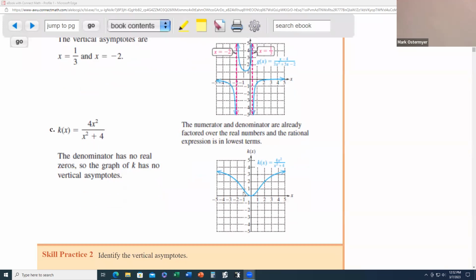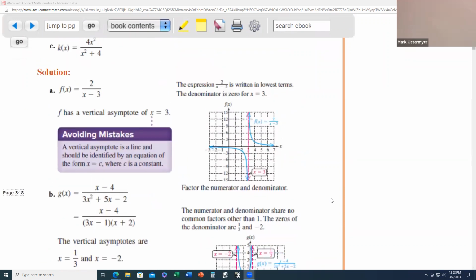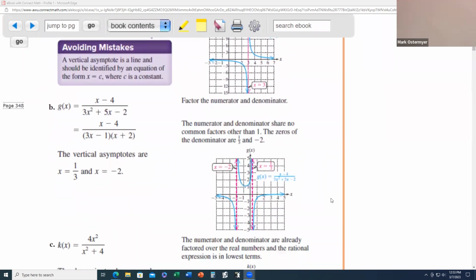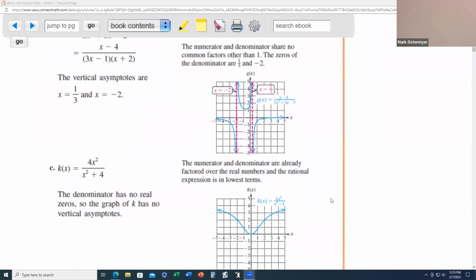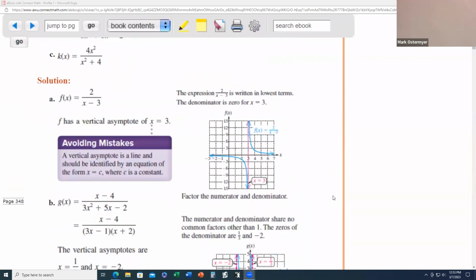And because of that, you can see that the graph never does approach infinity or negative infinity as x approaches any specific value on the x-axis, because there are no vertical asymptotes for that one. Any questions how to locate vertical asymptotes for these rational functions here? It's the denominator you set equal to 0 to locate them. Okay, because when the denominator is 0, that's where your rational function is undefined.